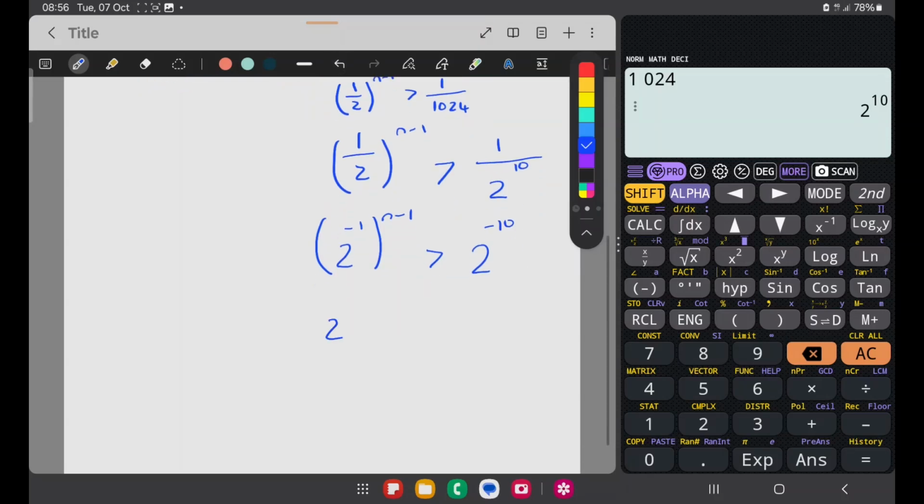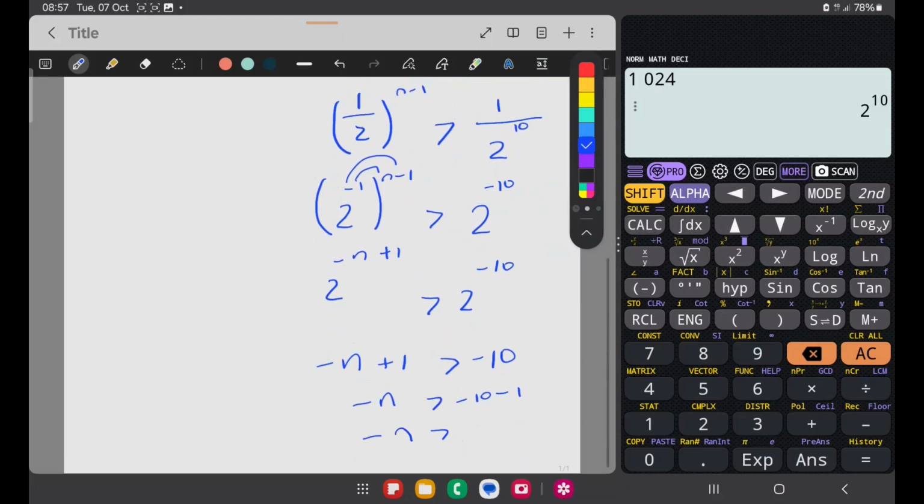Okay. And then I'm going to remove the bracket. So this times this is negative n, and that times that is plus 1. And the base numbers are the same, so they can disappear. So then I have my n, and then I change my sign. So n is positive, then I change the sign, and this is 11. So n is less than 11.